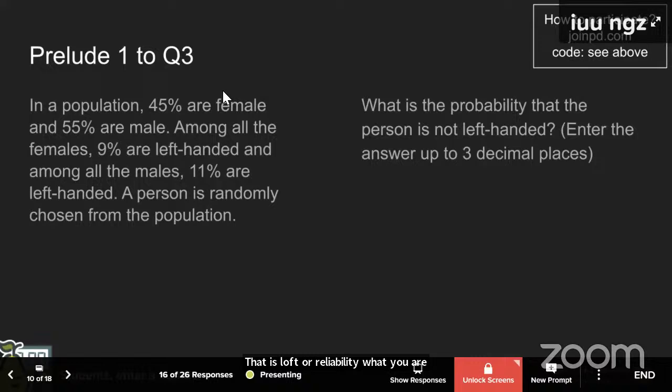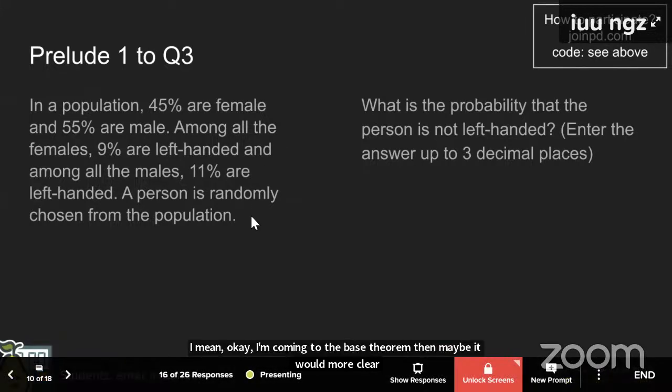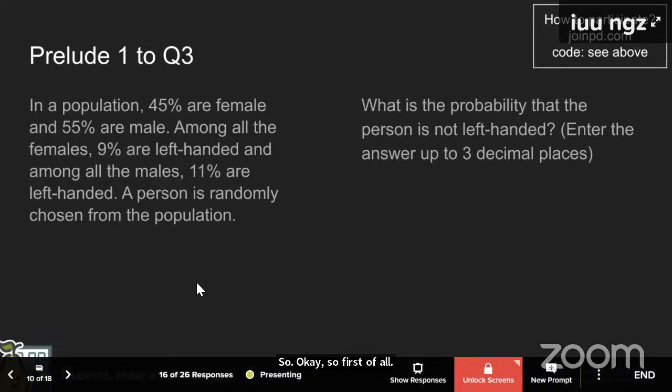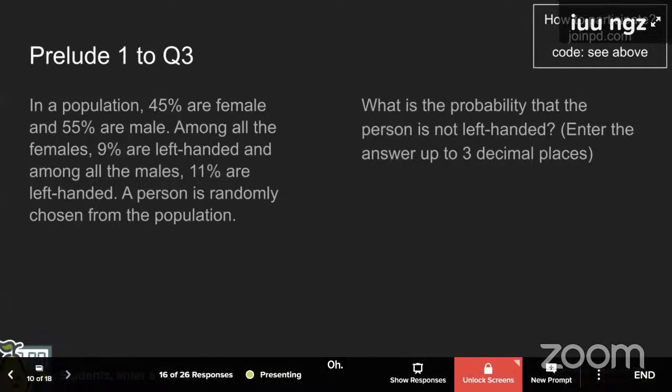Oh, and the opposite of this total probability is Bayes theorem? Not opposite. I'm coming to Bayes theorem, then maybe it would be more clear. Yes, ma'am. I have some confusion in this. Okay, so first of all, does anybody have any doubt in this question? Okay, let's move to the next part of this.